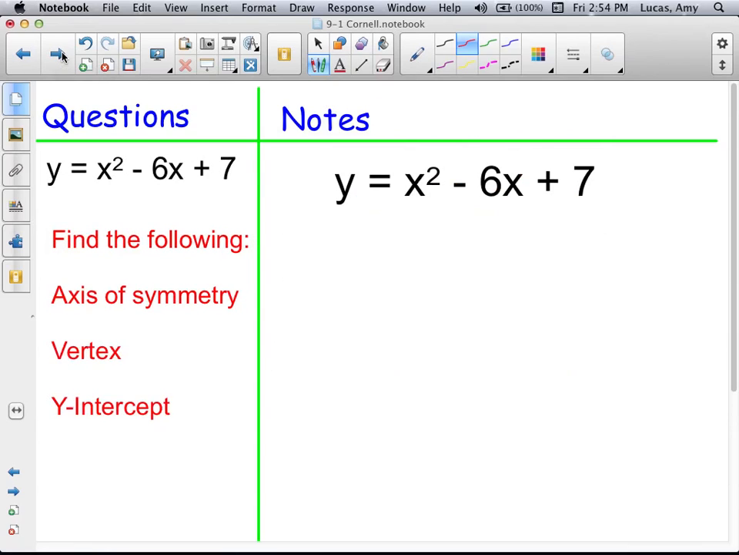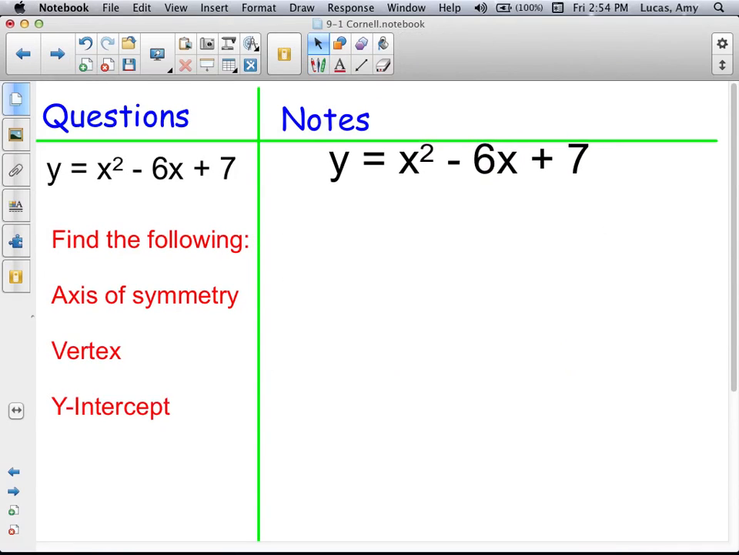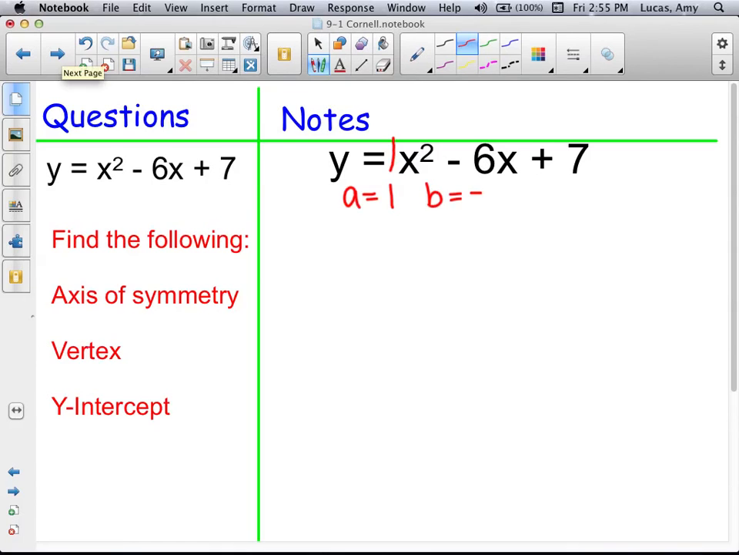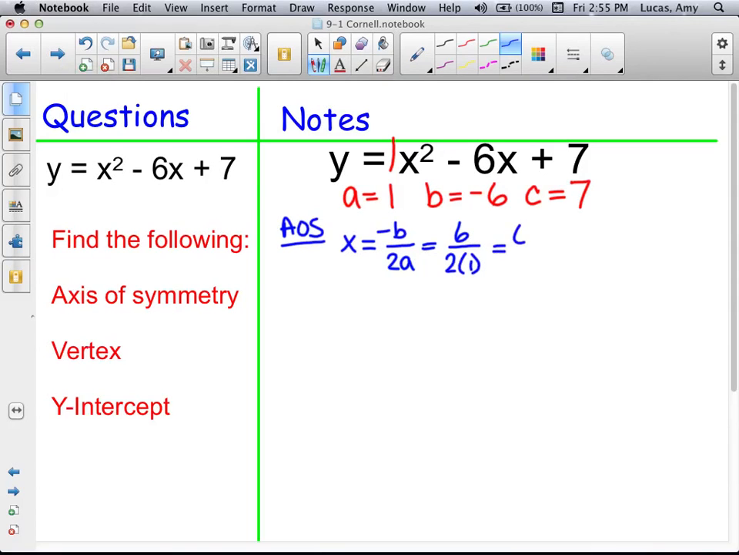Another example like that. On this one, I am going to put a 1 in front of my x squared because A equals 1, B is -6, and C is 7 for this problem. The axis of symmetry formula is first. X equals the opposite of B over 2A. The opposite of -6 is +6. And 2 times 1 is 2, so 6 divided by 2, x equals 3 is my axis of symmetry.